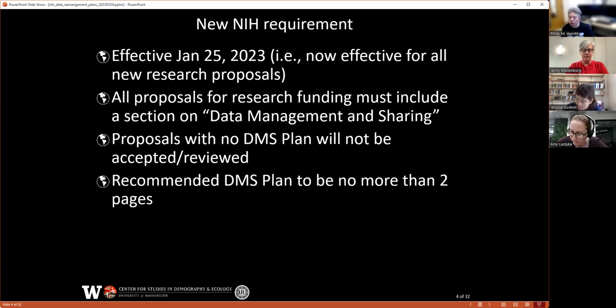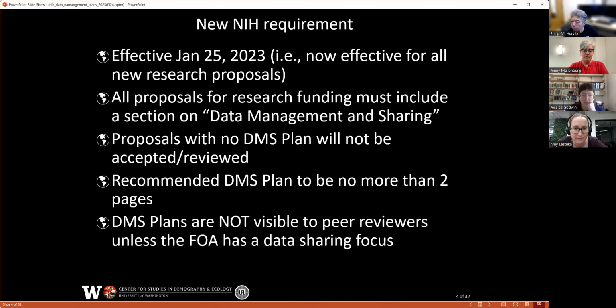I don't know whether this is good or bad. Remember when NIH proposals could be 30 pages? And then they said, no, they must be 12 pages, and everybody's going, oh, it's so great, I don't have to write so much. And then they go, oh no, how am I going to fit everything in 12 pages? So the recommendation for the data management and sharing plans is that they be no more than 2 pages. I'll talk a little bit more about that, but the idea is that you should be able to get most of your plans detailed in 2 pages.